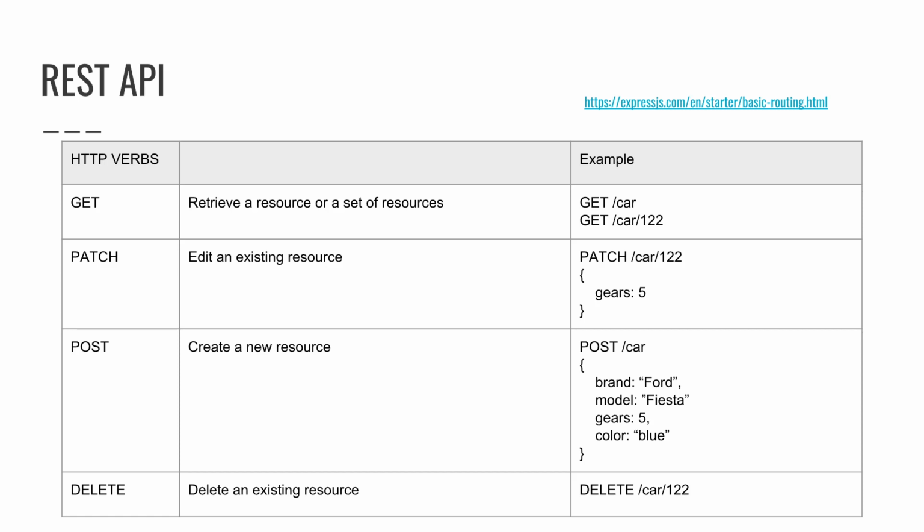If I want to create a new resource, I will use post car. So you see, it's the same URL, car and car, but the verb is different. When I do get car, I retrieve a resource. When I do post car, I create a resource. You see the difference, right? It's the same URL, but a different verb.